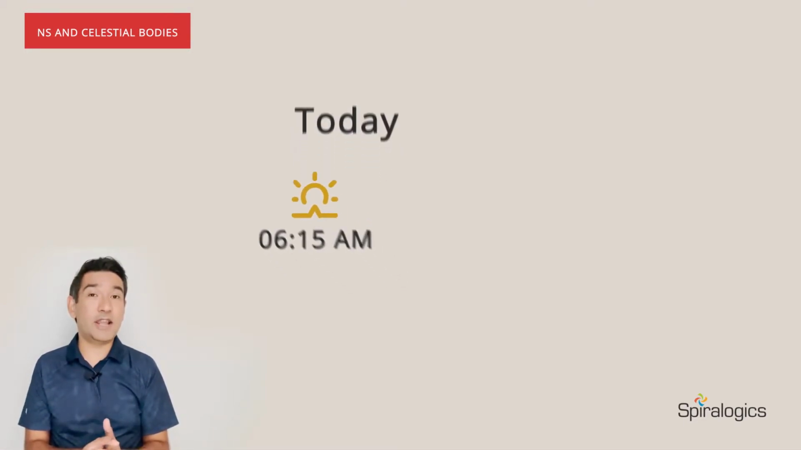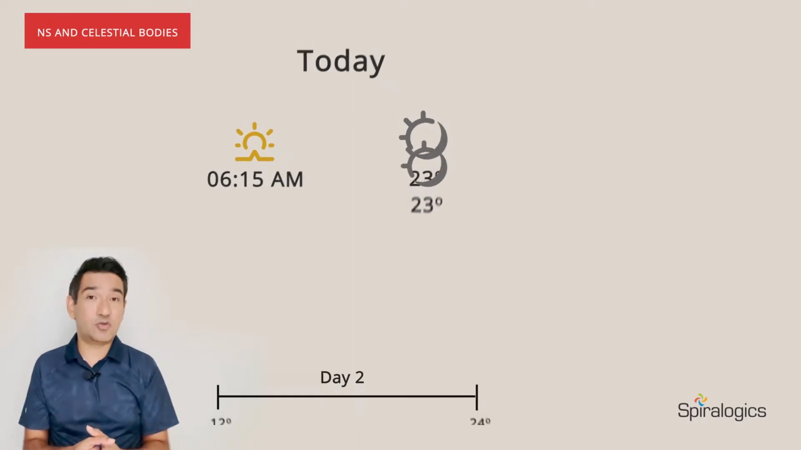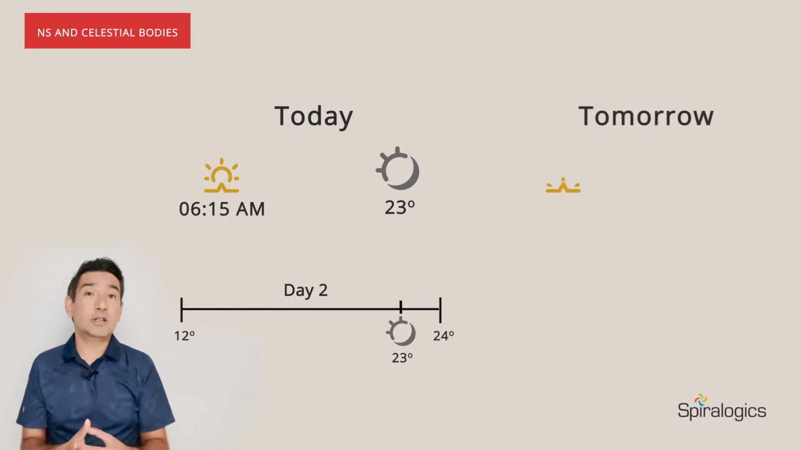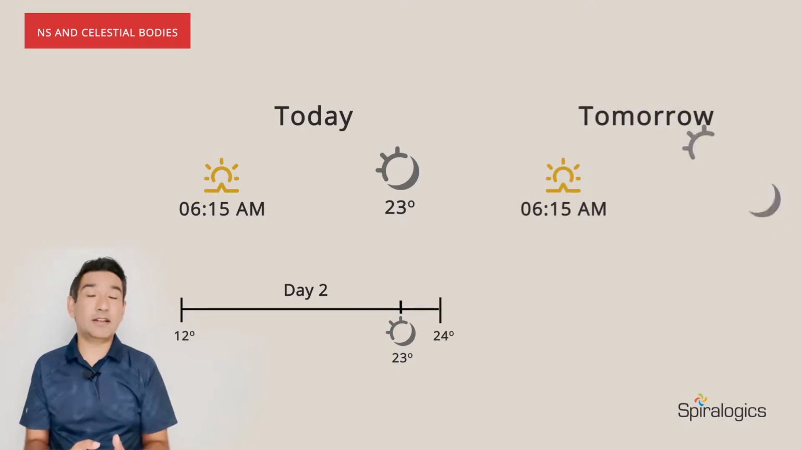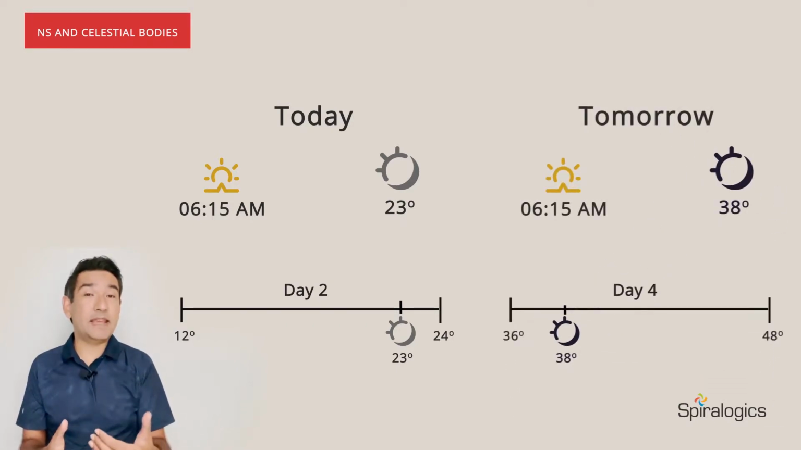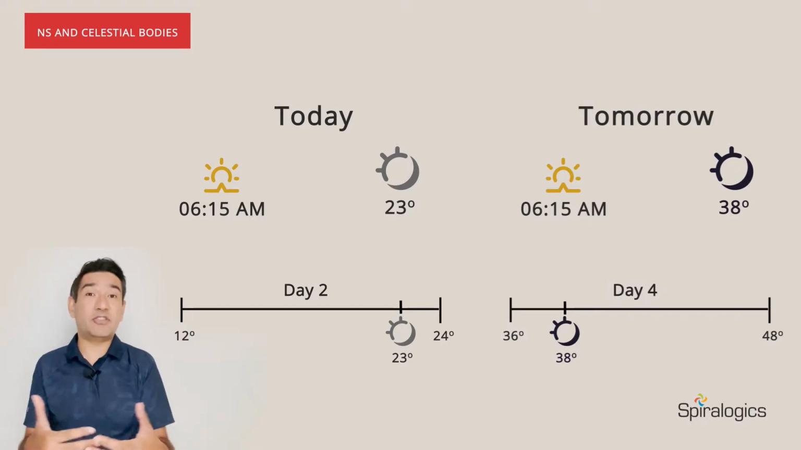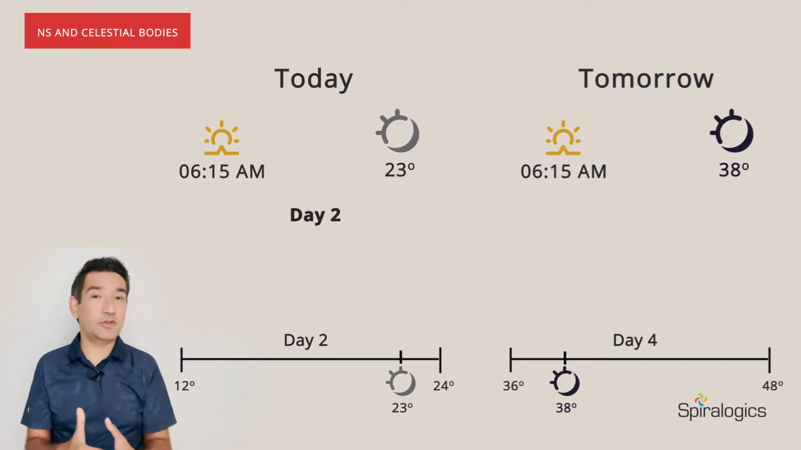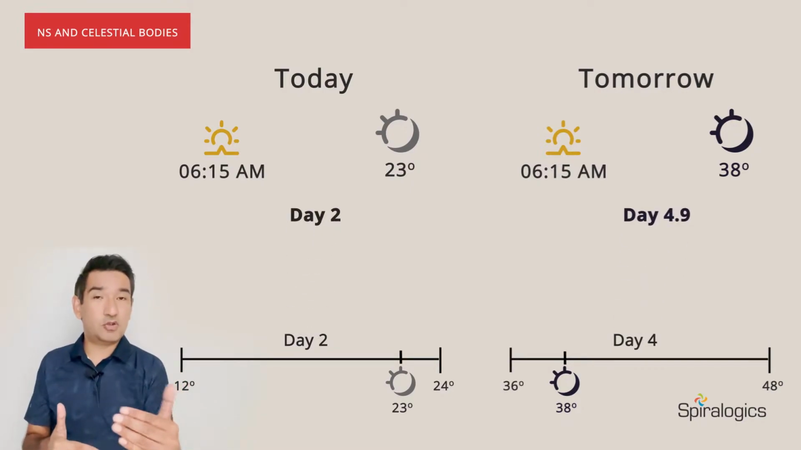Now the Tithis can be skipped as well. For example, the lunar phase angle today at sunrise is 23 degrees, making it day 2. And tomorrow at sunrise, the lunar phase angle is at 38 degrees, making it day 4, skipping day 3 altogether. To avoid this confusion, we add .9 to the day that was skipped. So the day tomorrow will be day 4.9.